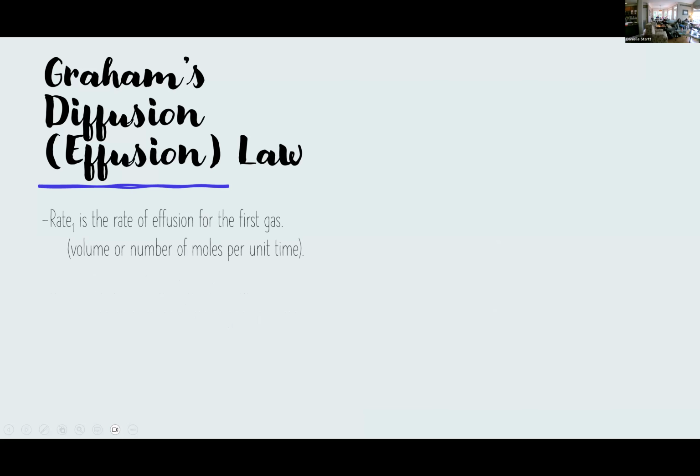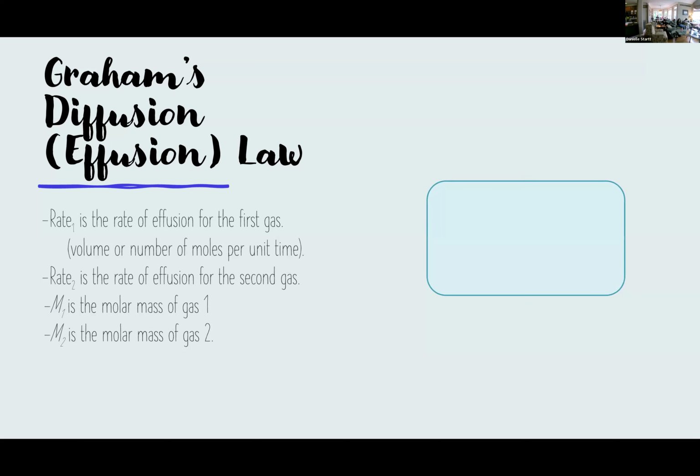So rate 1 is the rate of effusion for the first gas, the volume or number of moles per unit time. Rate 2 is the rate of effusion for the second gas. M1 is the molar mass of gas 1, M2 is the molar mass of gas 2, and you end up with that fun equation. It's an intuitive equation when you look at it. We won't be doing a whole lot with it.